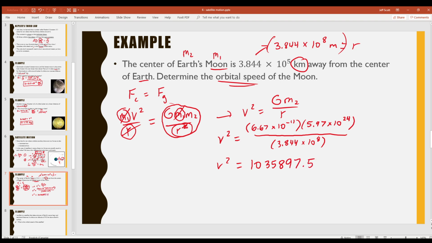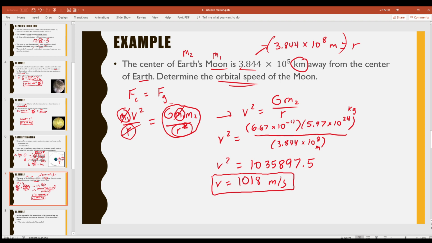And then, of course, to find the speed, or v, just square root both sides. So v is going to equal, and we'll round it to the nearest 4 sig digs, 1,018 meters per second. And we know the units are meters per second here because we use standard units for everything else. G is a really complicated mess of units. You can take a look at your formula sheet to see exactly what this is. M2 is in kilograms. R we made sure was in meters.